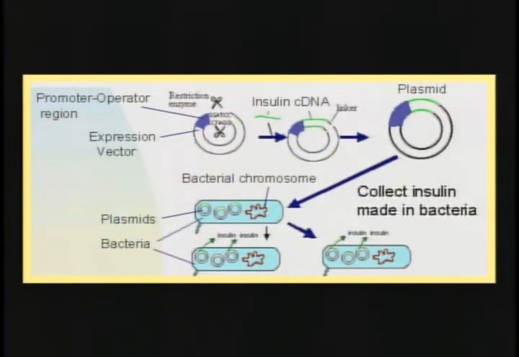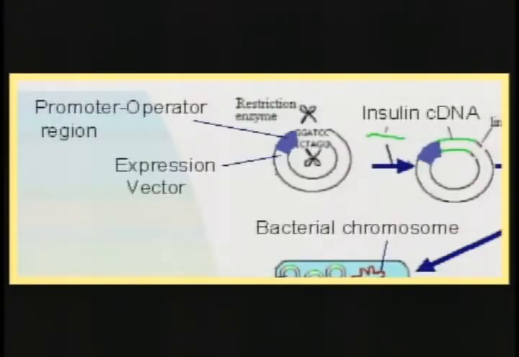So if we go to the next slide, it tries to put that together. This slide is actually just a modification of one we saw three slides ago. If we look at insulin as an example, we have the promoter operator region, which is the blue region, taken from a natural bacterial operon. And in fact, in the first case where this was done, it was the lac operon, and it was the lac promoter operator.